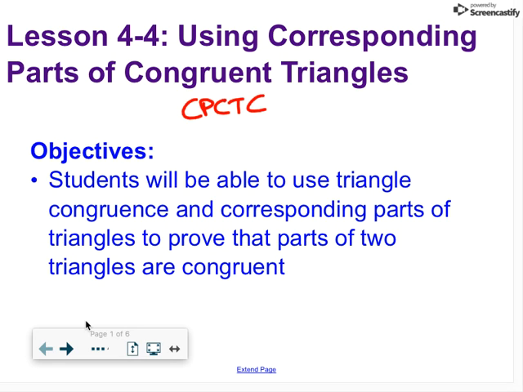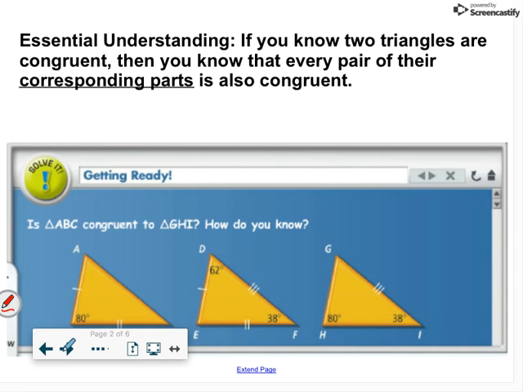Here's a video for section 4.4. We're using corresponding parts of congruent triangles. And what we're going to say about those is we're going to take our proofs and maybe go one more step than we're used to. But I'll show you all about that. We're using the fact that corresponding parts of congruent triangles are congruent. So that's what we're going to look at here.